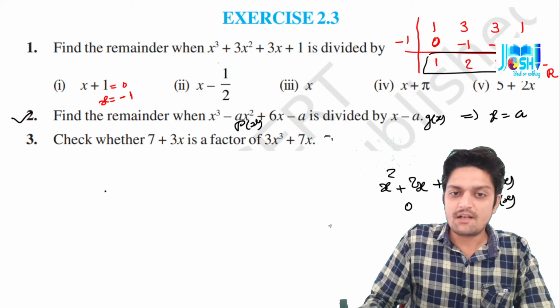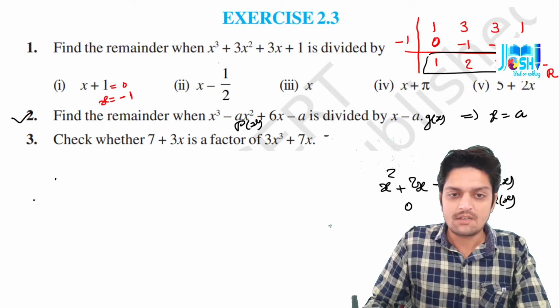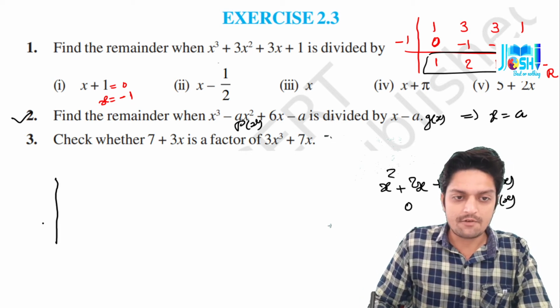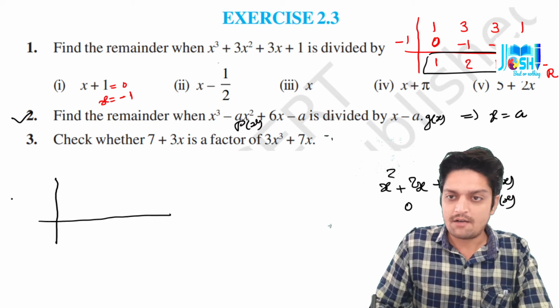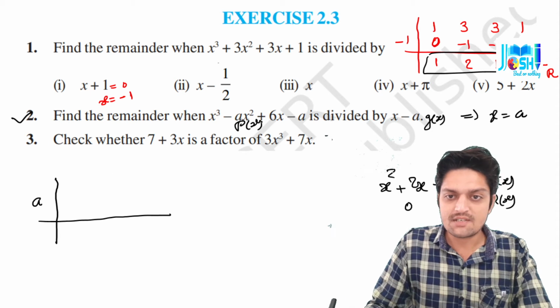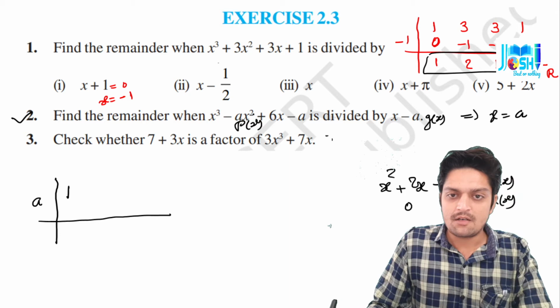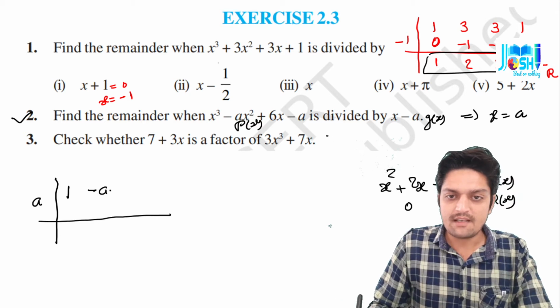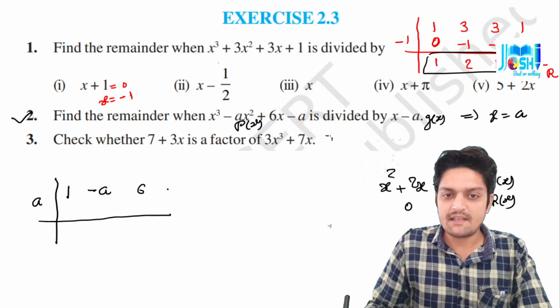So like this only you have to make the table. Okay, like this only you have to make the table. And now we have to write here a instead of -1, and all the coefficients here you have to write, because x cube means 1. Here the x square coefficient is -a, the x coefficient is 6, and -a is the constant term.